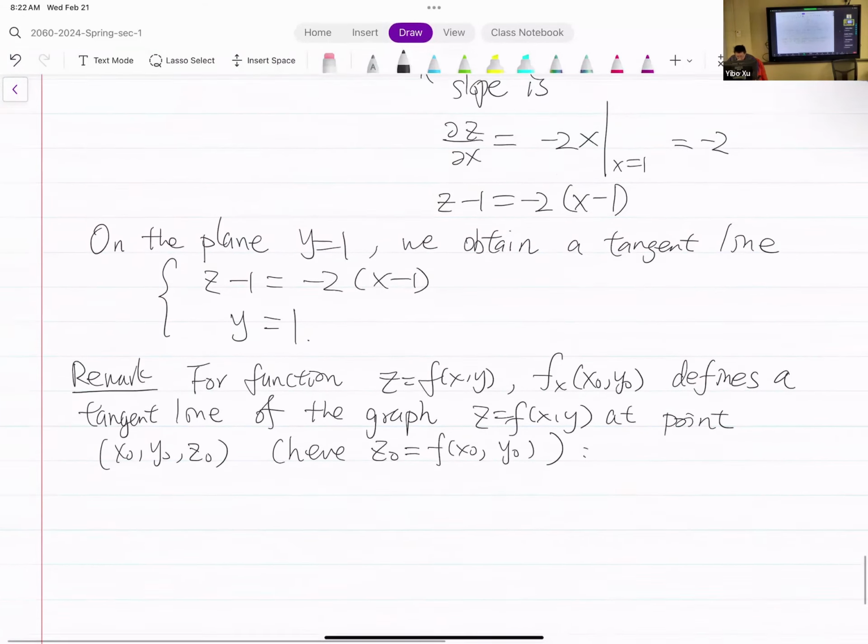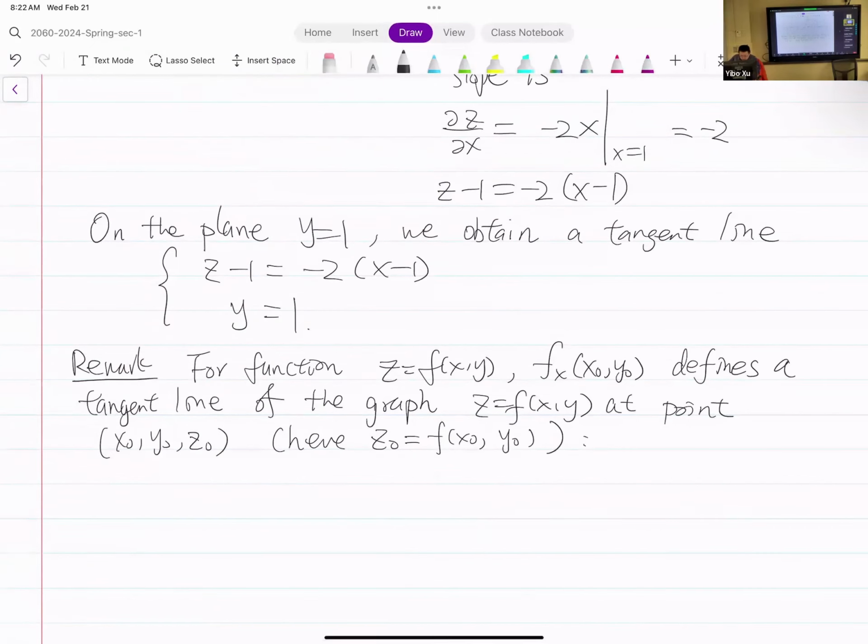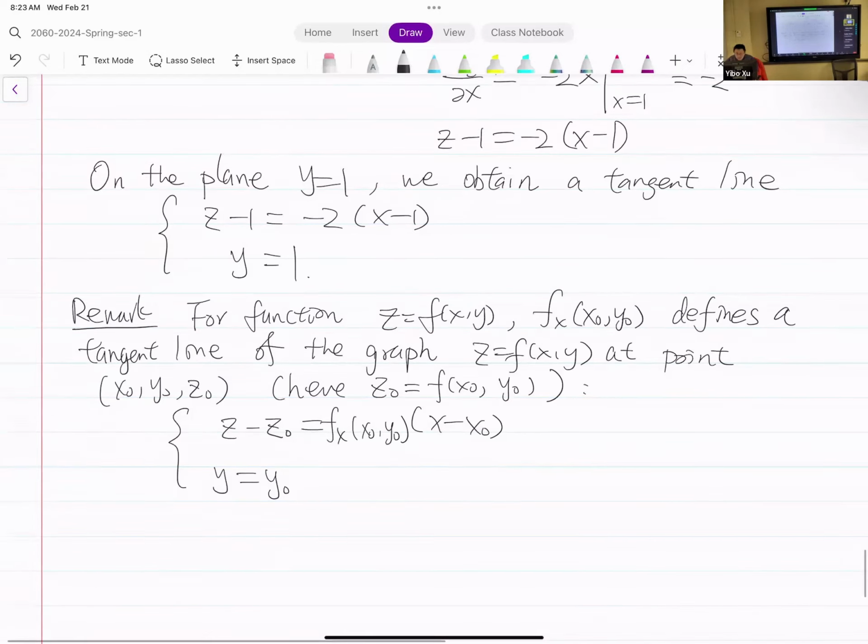So we can write down the equation of this tangent line directly. We specify that the y value must be y0, since we're doing the partial with respect to x. Then basically, z minus z0 is the z coordinate, and this equals the slope times x minus the x coordinate. And what's the slope? The slope here is exactly that partial derivative, the instantaneous rate of change. So that's the equation of the tangent line.